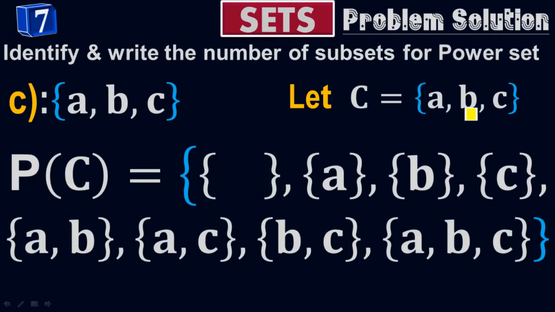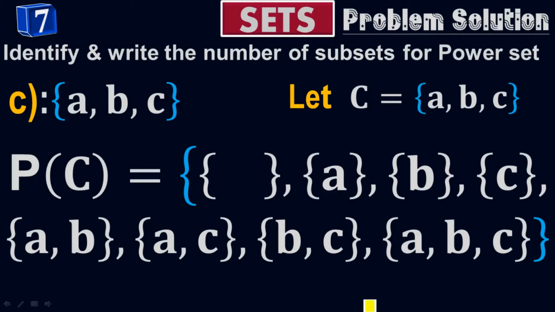We have 3 elements. We need all the subsets of this C. So we will start with the empty set and then we will take individually A and then B and then C, and then we're going to take 2 elements together, AB and AC, and then BC, and then to take all these 3 elements together, A, B, C, we need 8 subsets. So let me just check. 1, 2, 3, 4, 5, 6, 7, 8. Yes, we got all the 8 subsets for this C.